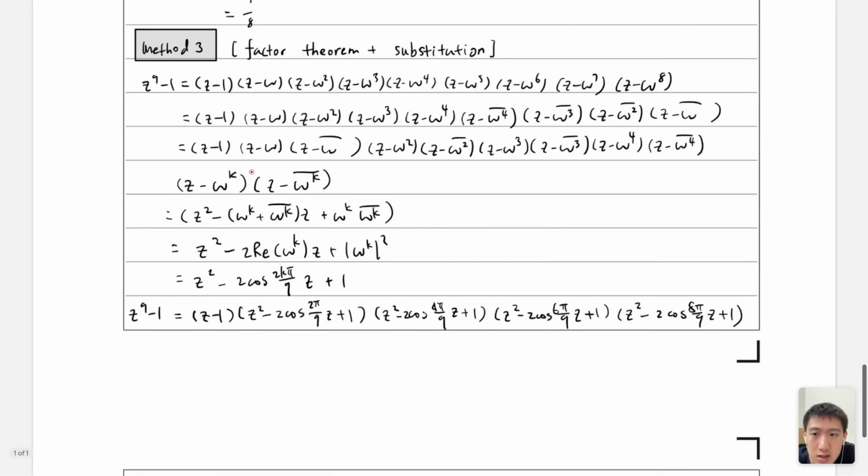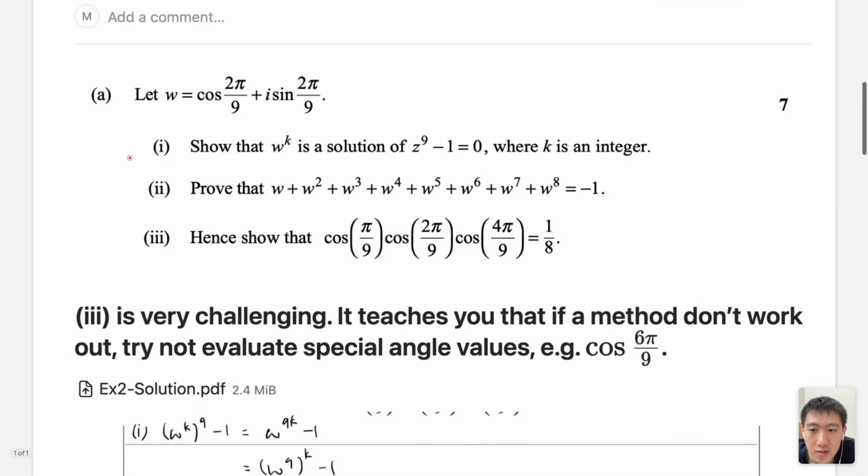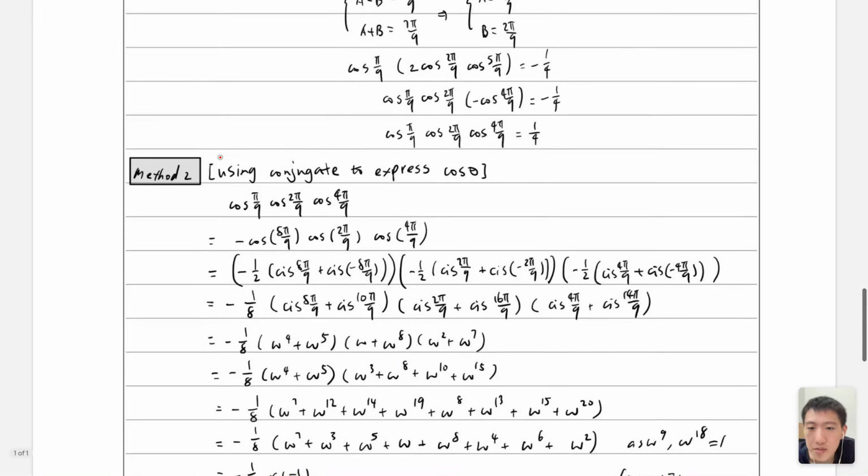Honestly, I really want to share the last method, method 3, which is honestly a very elegant and very, very beautiful solution, although it's kind of hard to think of. So we start from the roots of unity, and we just factorize it using the factor theorem, which is the result of question 1.